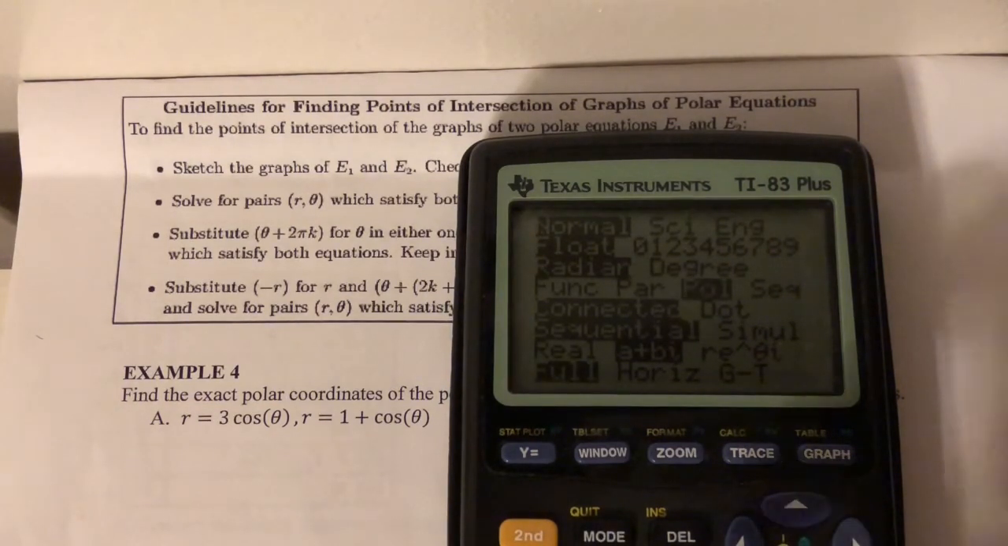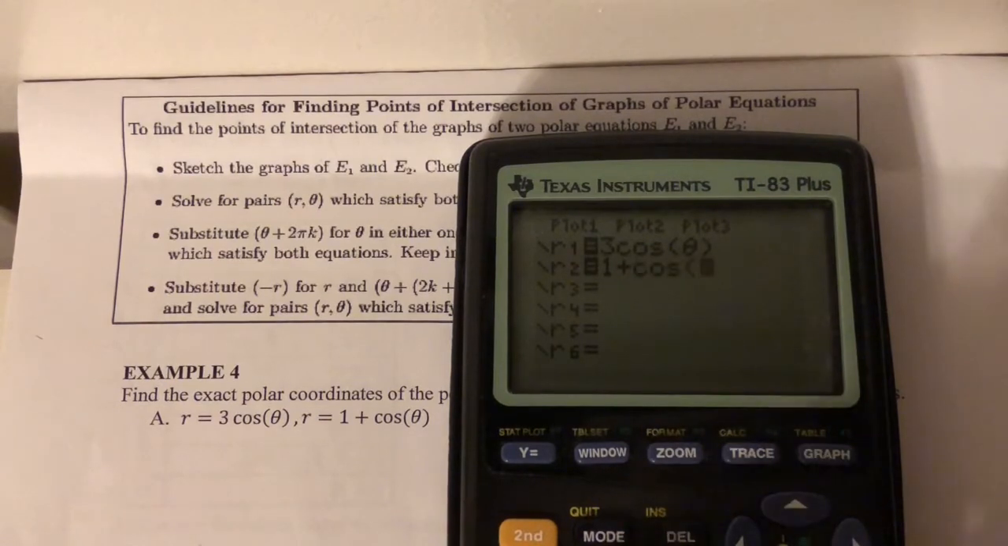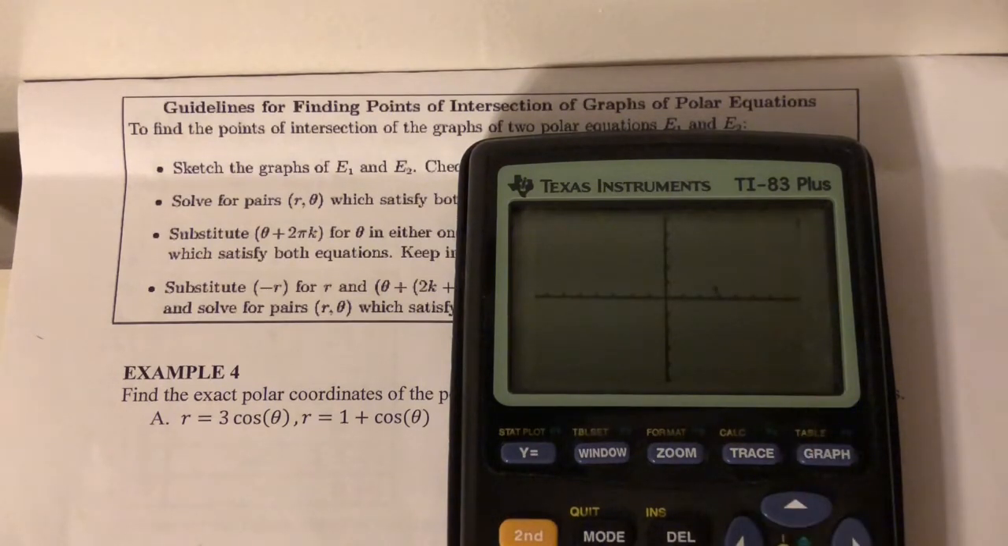Once you've done that, hit your Y equals button. You should have some space to input some polar equations. So we've got r equals 3 cosine theta. I'm going to type that in. And we've got r equals 1 plus cosine theta. So I'm going to type that in as well. Now I'm going to plot this and see what I get. I'm probably going to have to adjust my viewing window some.